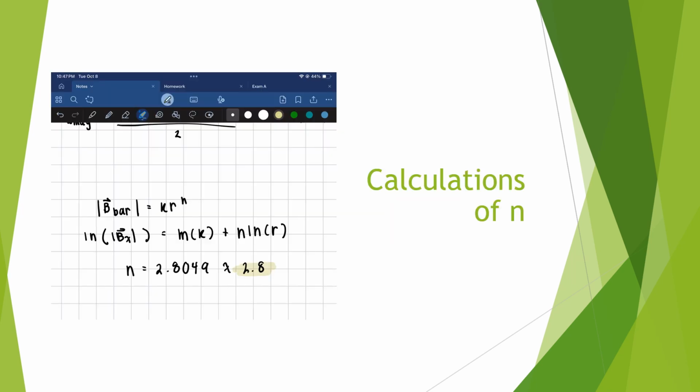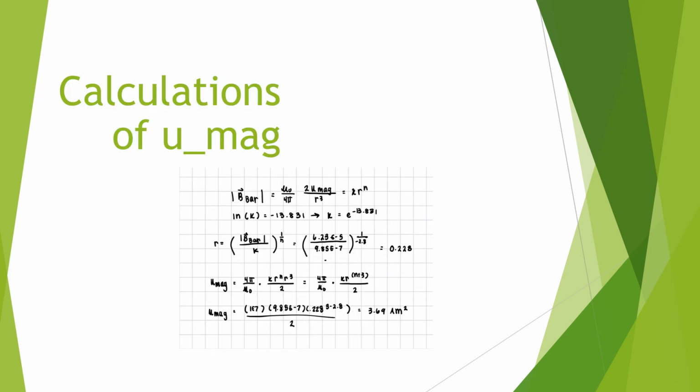This was our procedure for calculating n. We used the first formula, magnetic field equals K r to the n, took the natural log of both sides, and then found n by isolating the variable. After we found n, we could use that number to calculate mu mag. Using this whole formula shown over there, we found mu mag to be 3.69.